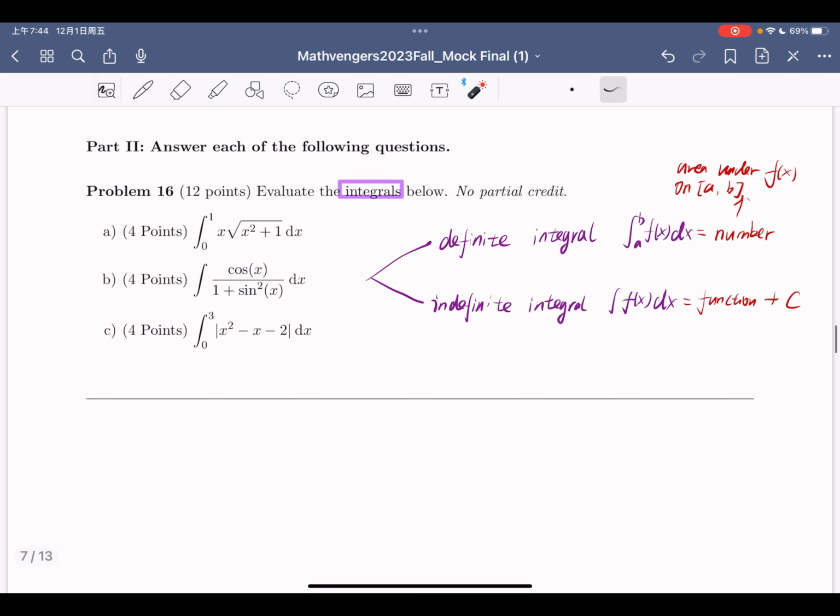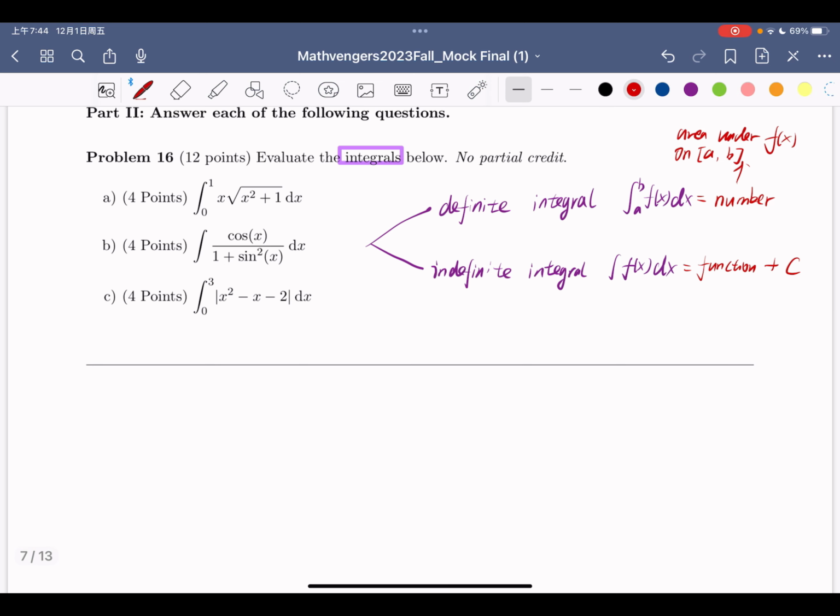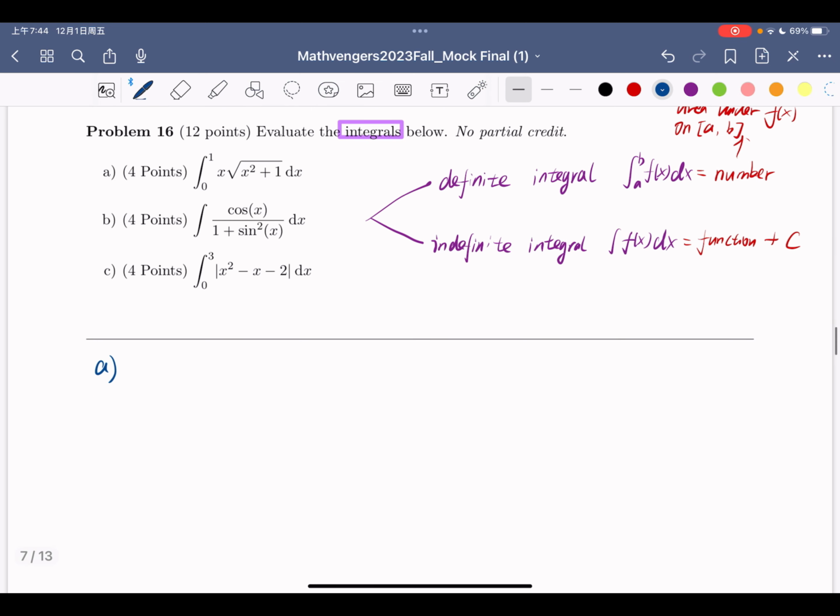Okay, so let me see part A. You can see here the lower bound is 0 and the upper bound is 1, which means the answer should be a number. It represents the area under this function between 0 and 1. So we need to use substitution to solve this question.